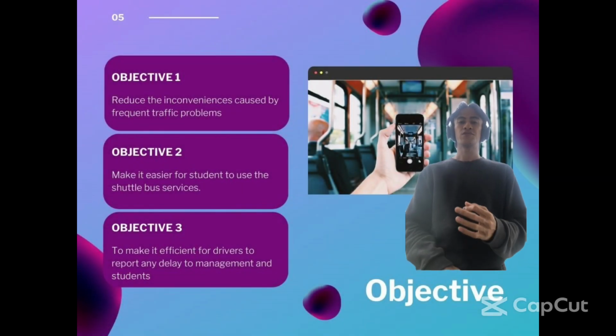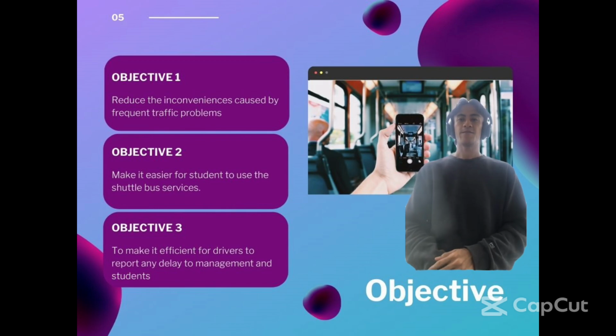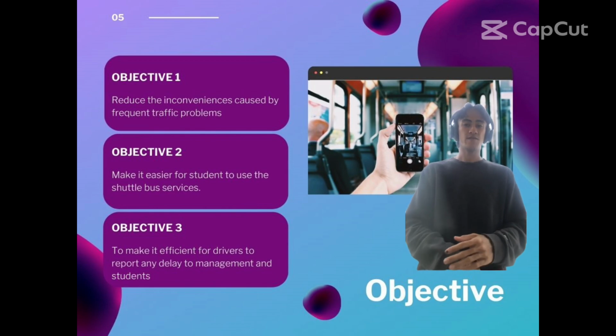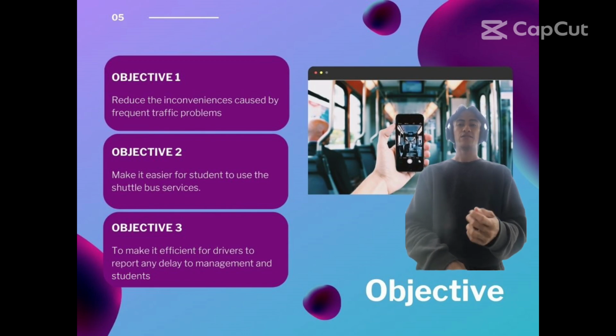This brings us to 3 main objectives that we have to achieve by this project. The first one, reduce the inconveniences caused by frequent traffic problems. Objective number 2, make it easier for students to use shuttle bus service. And third objective, that is to make it efficient for drivers to report any delay to management and to students.